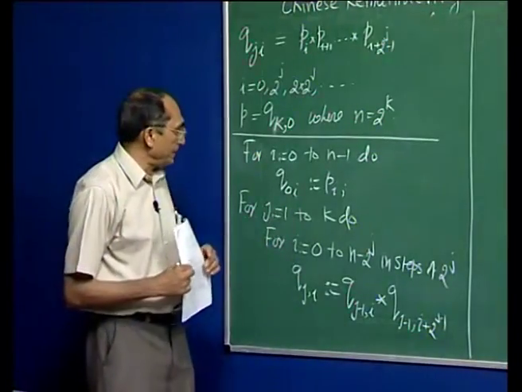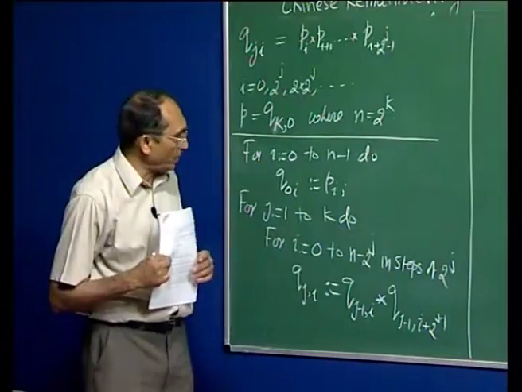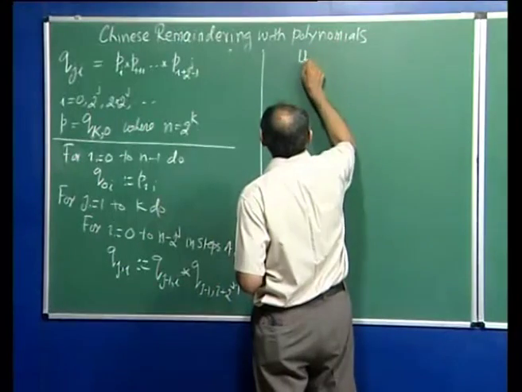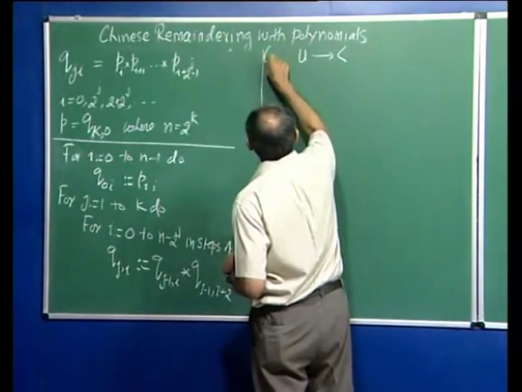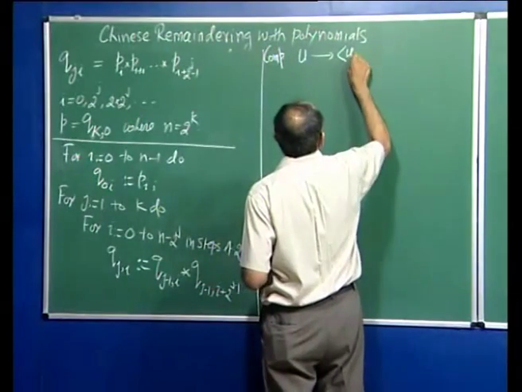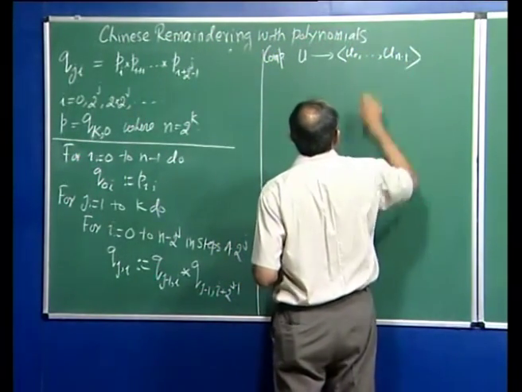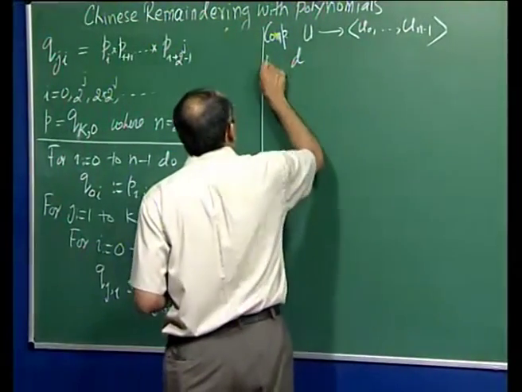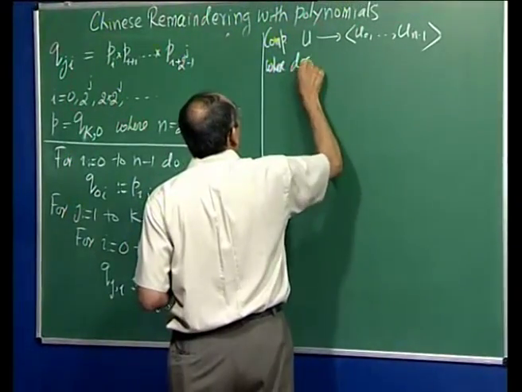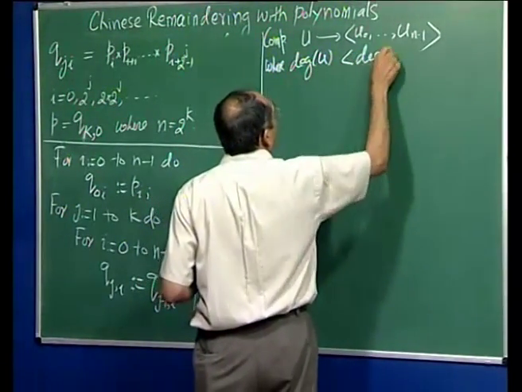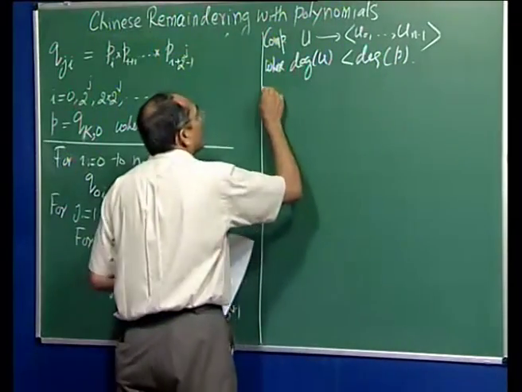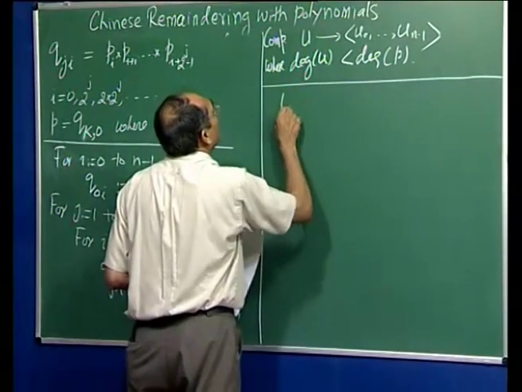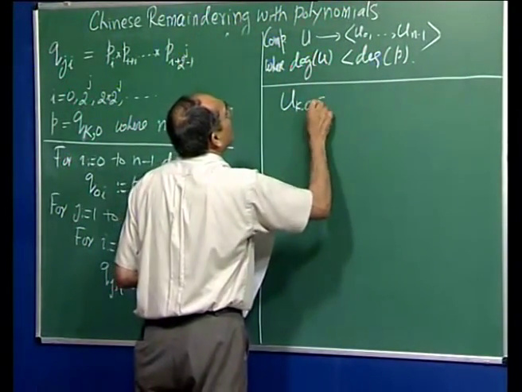Next, let us compute the n tuple corresponding to a polynomial u, where the degree of u is less than the degree of p. So, we will start with u_k,0 to be u.